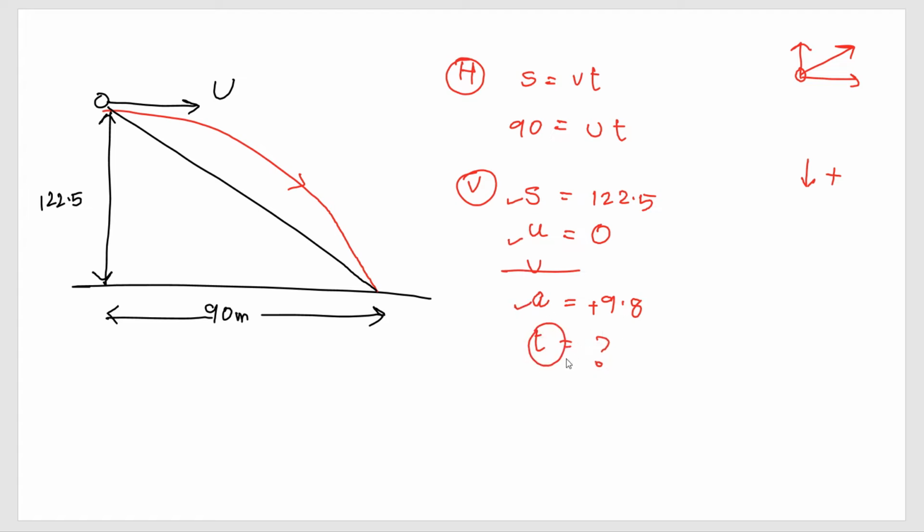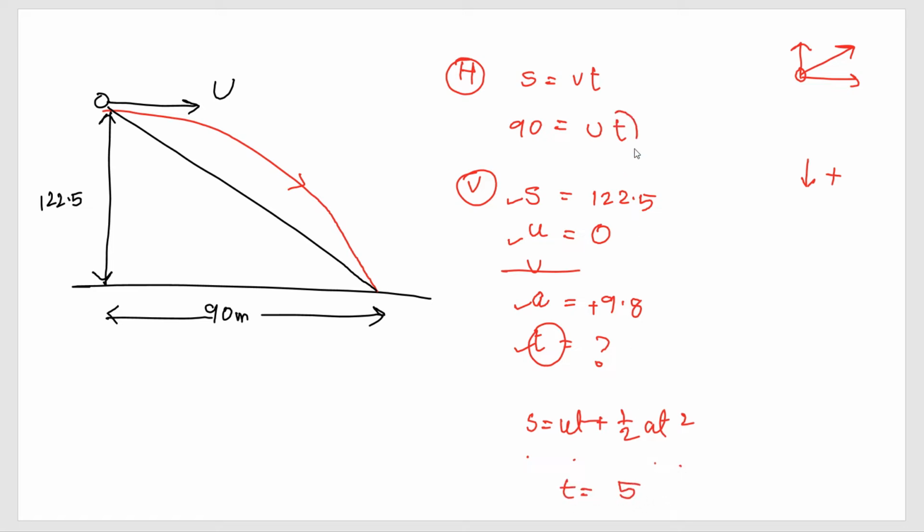Now why do we need to find out T? We need to find out T because T is unknown here. If we plug in T, then we can find out the value of U. Now we have to use a formula which contains S, U, A and T, and that formula is nothing but S equals UT plus half AT square. This is the formula. So S is 122.5, U is 0, A is 9.8 and T is unknown. That gives us the value of T to be 5 seconds.